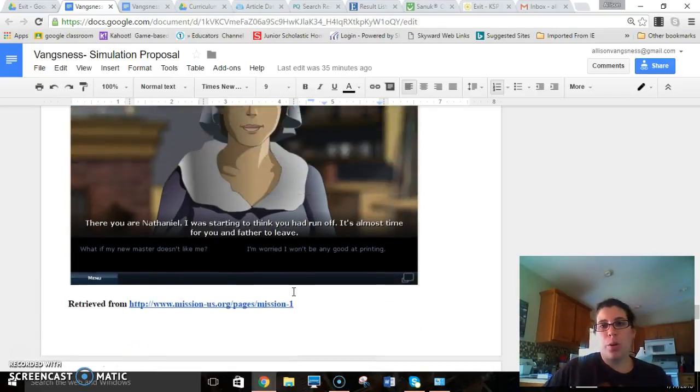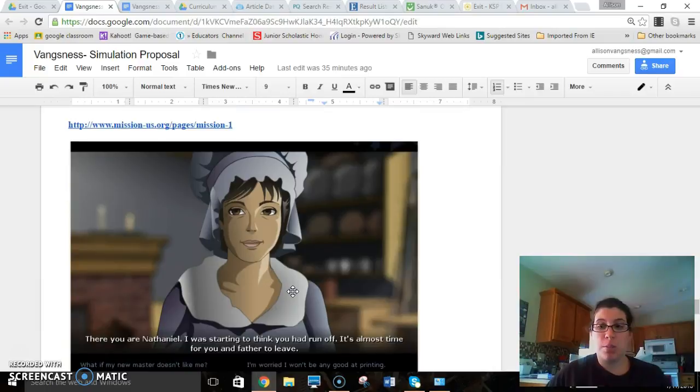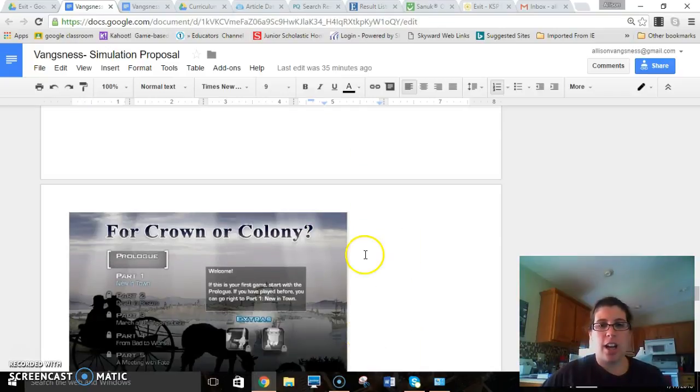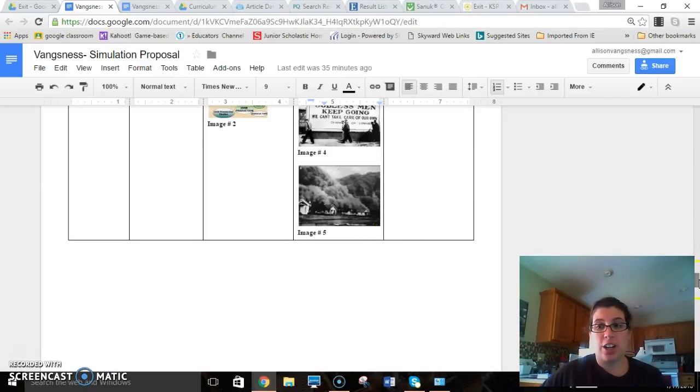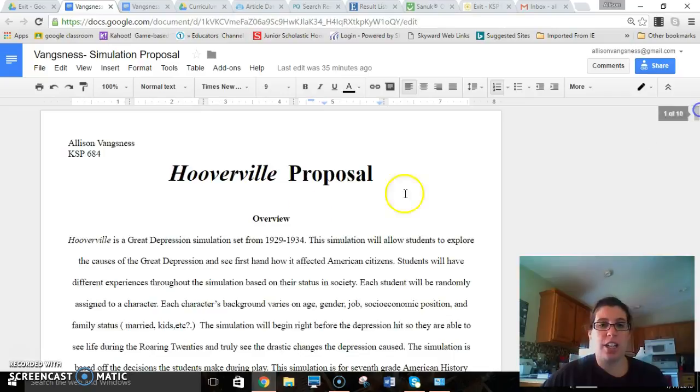So the goal of the simulation is that students are becoming more engaged and more knowledgeable on the Great Depression and the effects that it had on our country and internationally. So that is a brief overview of Hooverville.